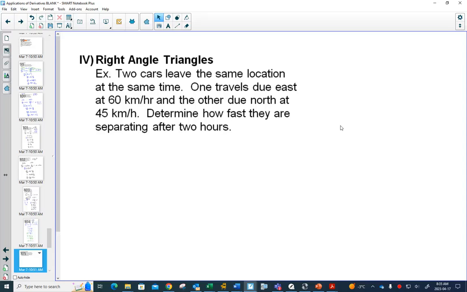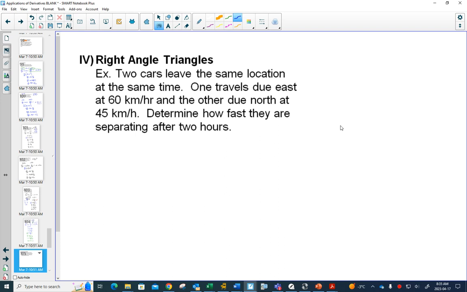Right angle triangle questions. So again, the setup for all of these related rate problems is the same. We read through the question, we see which rates of change we know, we determine which rate of change we want to find, and at what moment. So two cars leave the same location at the same time.